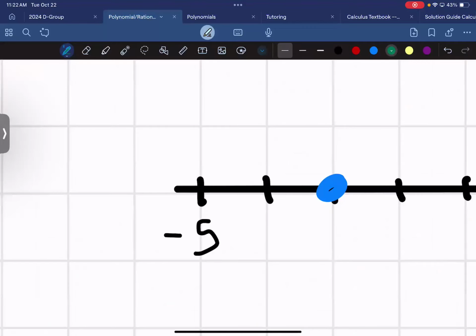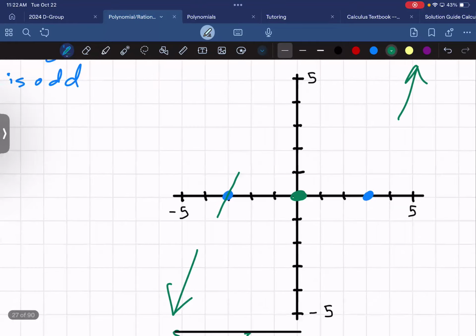So -3 only occurred 1 time, so I'm going to draw kind of a line through that. It's not going to be a perfect line. We're just doing a sketch. We need more points to get more accurate. I'm going to do the same thing over here with that +3. And what you're going to see is that from the 3, I'm going to go up. From -3, I'm going to go down.